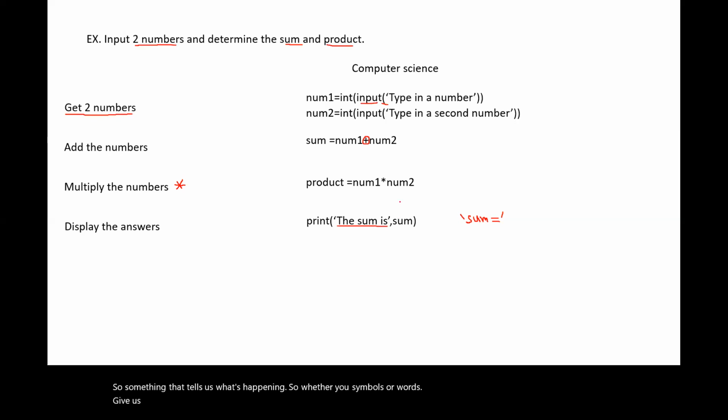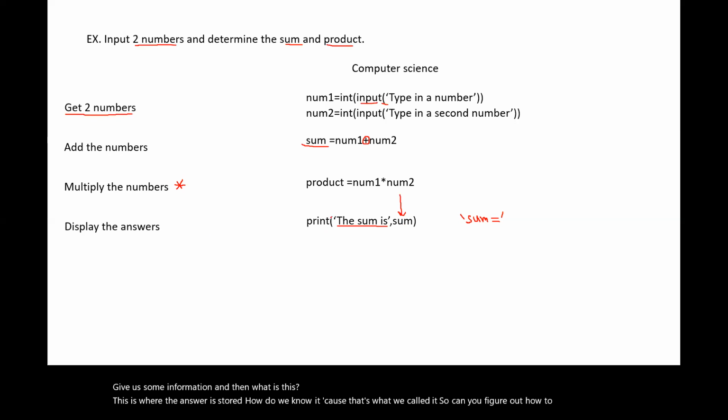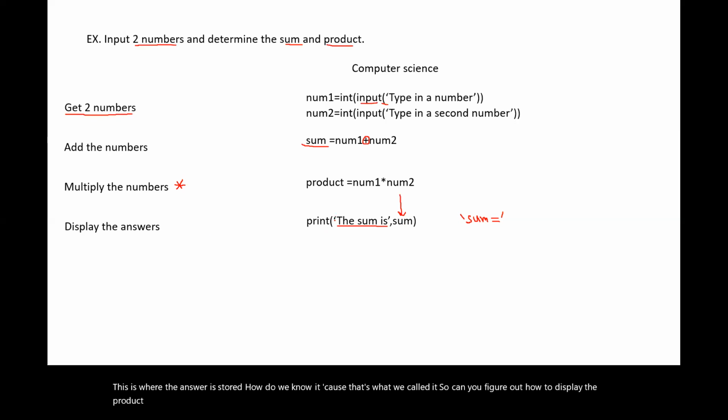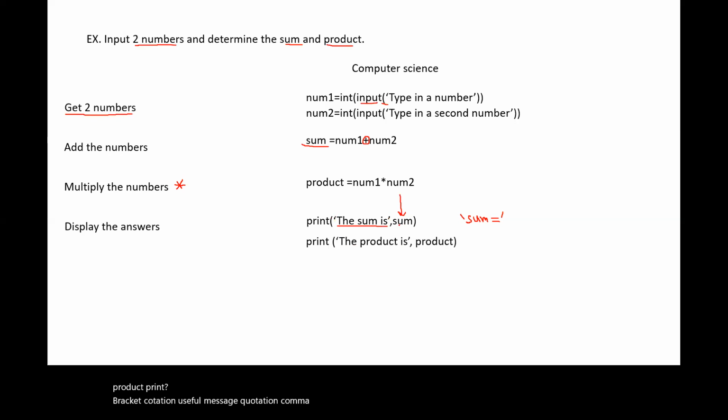And then what is this? This is where the answer is stored. How do we know it? Because that's what we called it. So can you figure out how to display the product? Print, bracket, quotation, useful message, quotation, comma, and what variable? Be product this time.